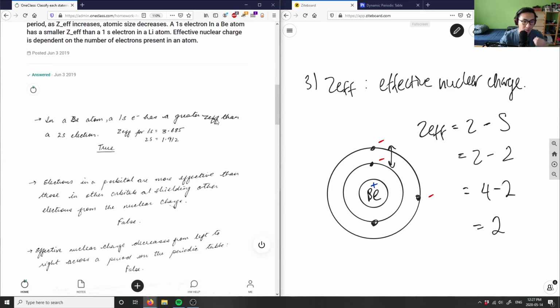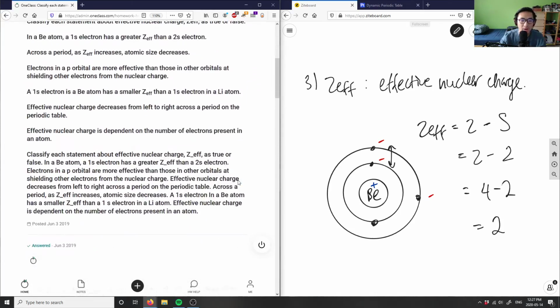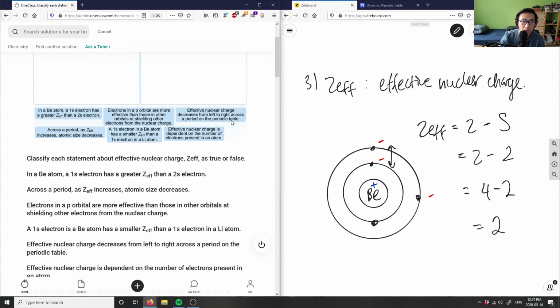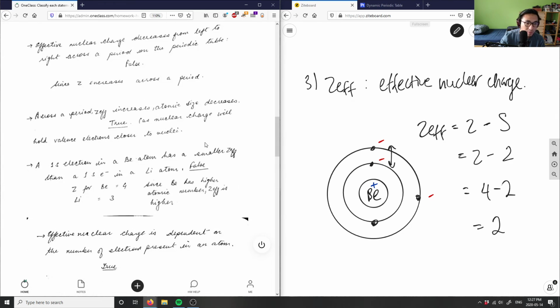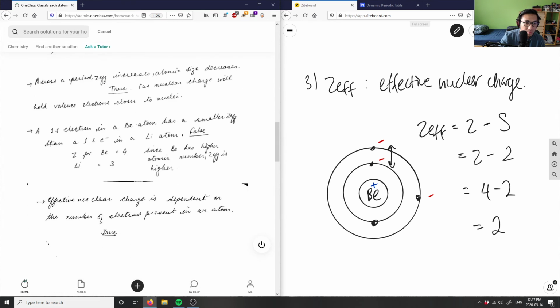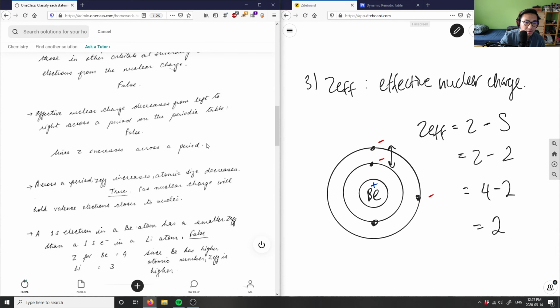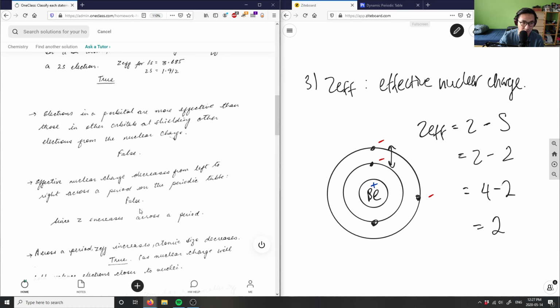Let me look at the solution for you, so you can double check. It says effective nuclear charge decreases from left to right, and yes, it's going to be false, right? It's actually going to increase across a period, because remember, if I'm increasing my number of protons, the Z, my ZF will also increase. So this solution here is correct.